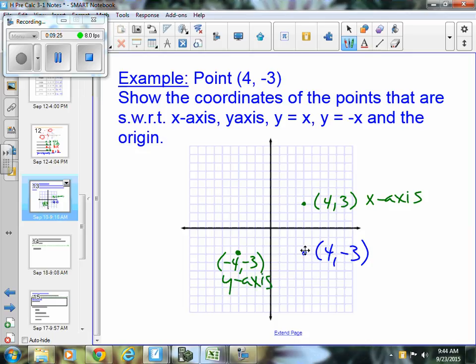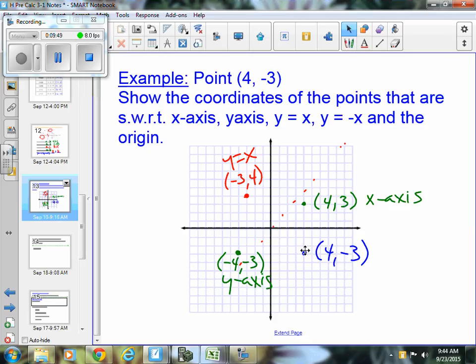All right, y equals x. So that means the x and the y in the ordered pair just flip places. So it would be -3, +4. So -3, +4 would be y equals x. And think about putting in that dashed line, y equals x. It'd be that one, and you would fold over. So from quadrant 4 to quadrant 2.